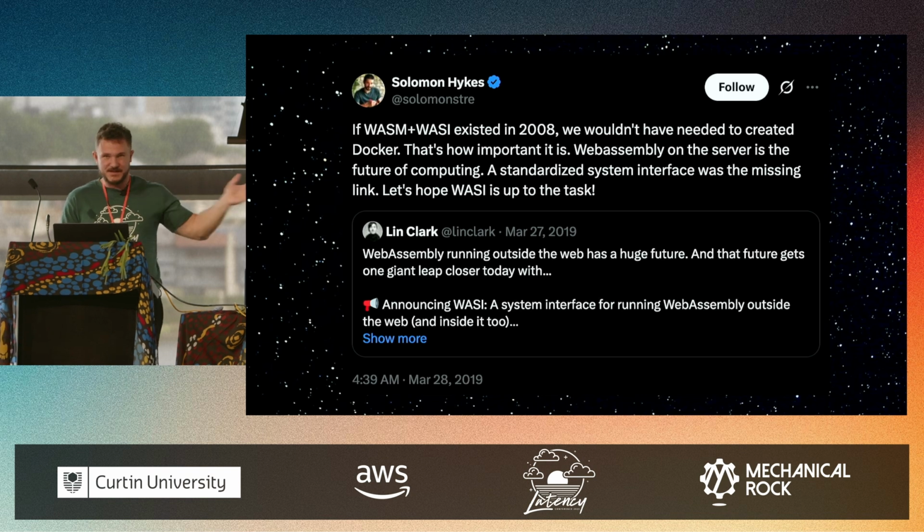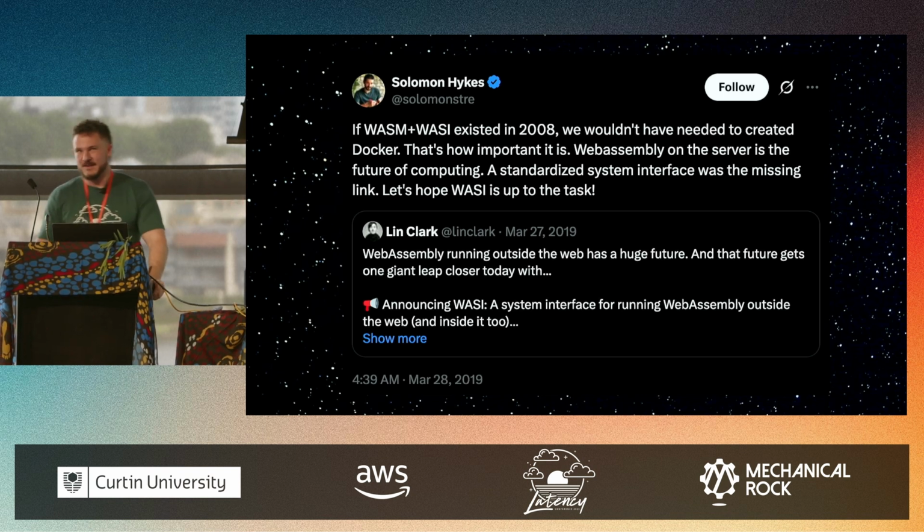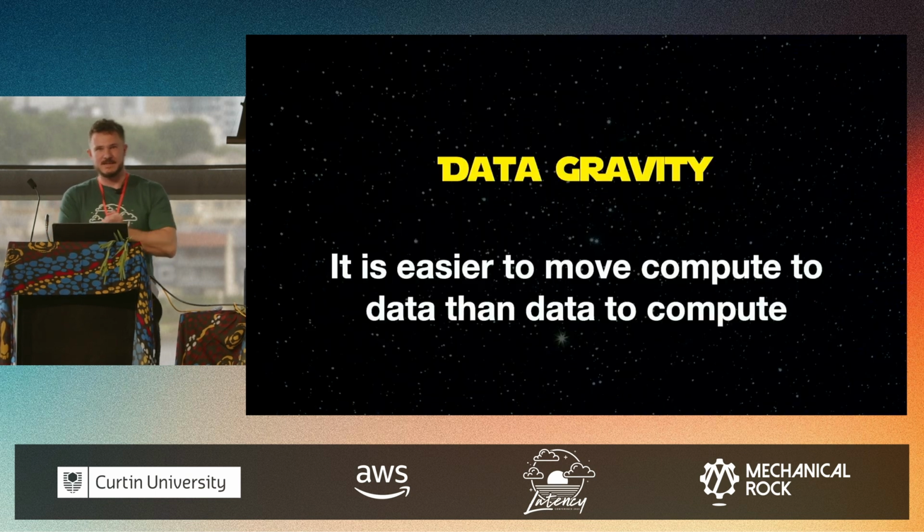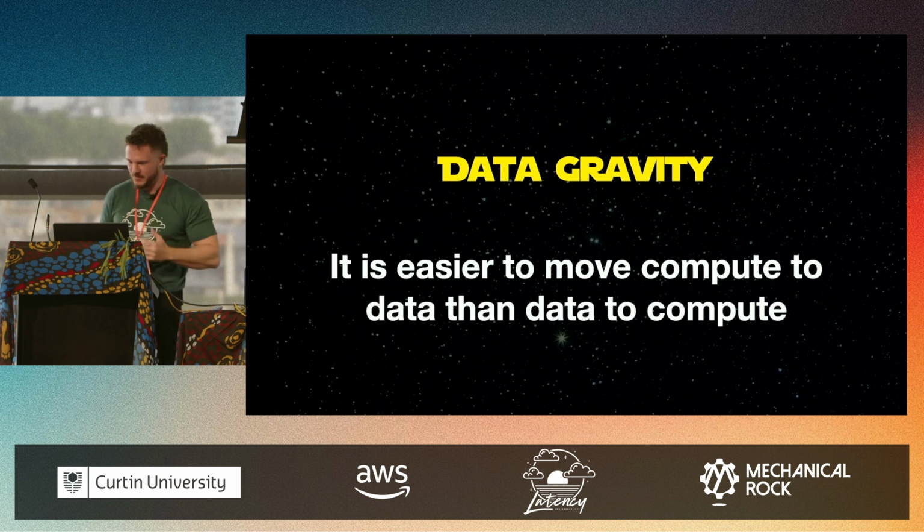But he was like, yeah, if this technology existed and was mature back in 2008, we wouldn't have created Docker. That's kind of crazy. And so in these last few minutes, I'd like to talk about another concept real briefly, which is data gravity, which is generally the concept that it's easier to move your compute to your data than it is to move your data to your compute, right? Data is kind of like heavy in a gravitational sense, and it attracts more data to it, and it kind of attracts compute to it as well.